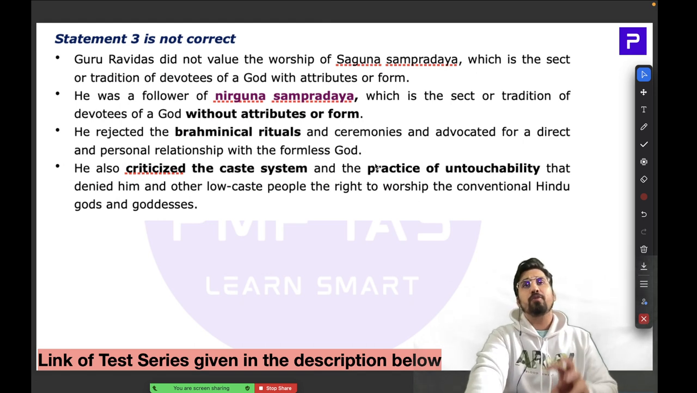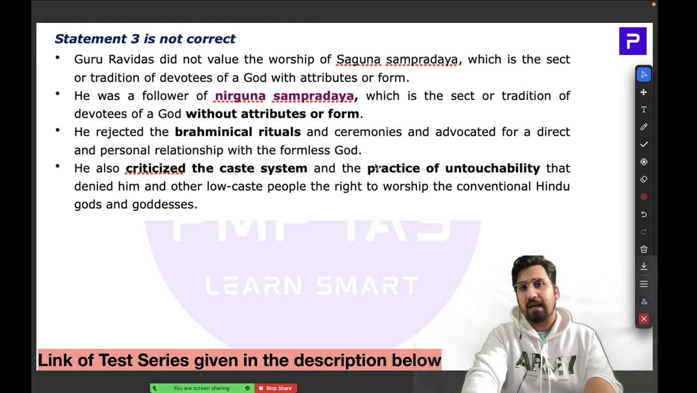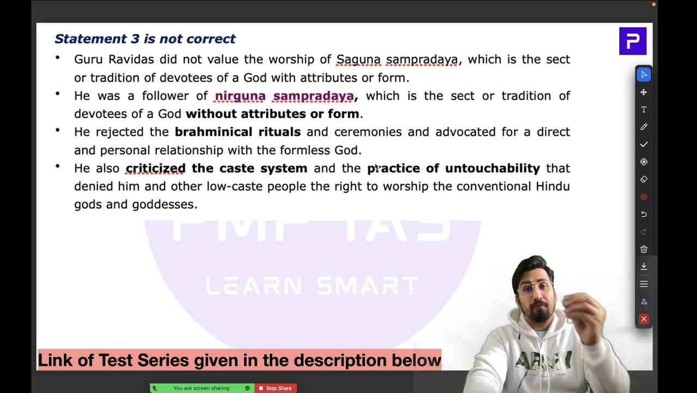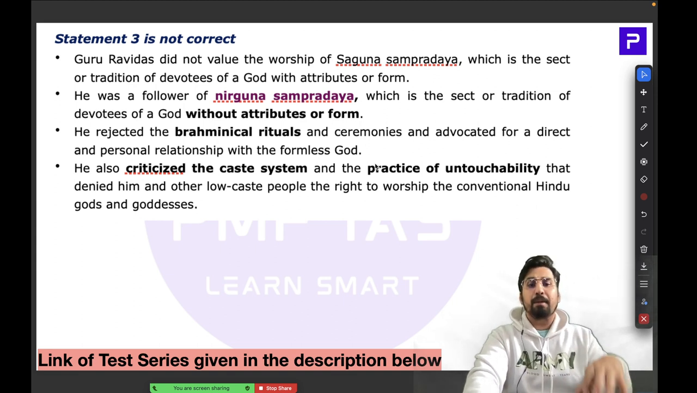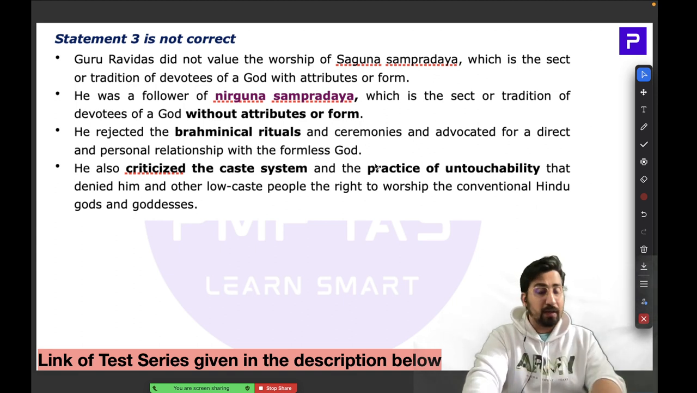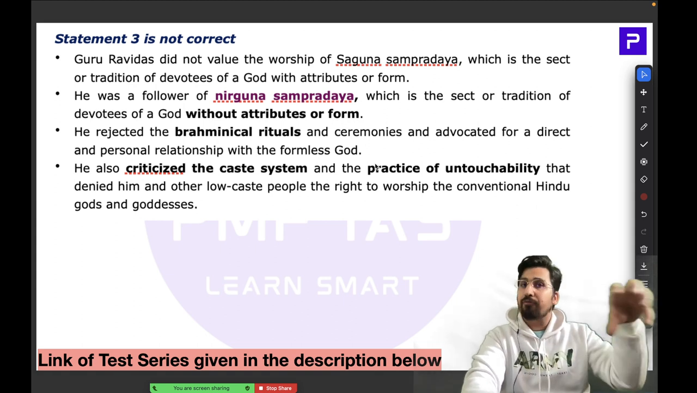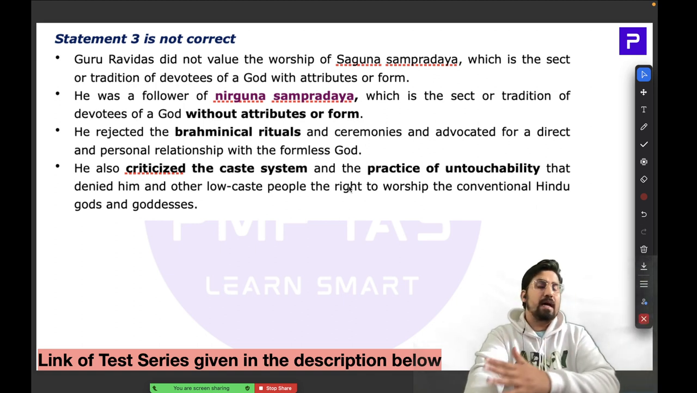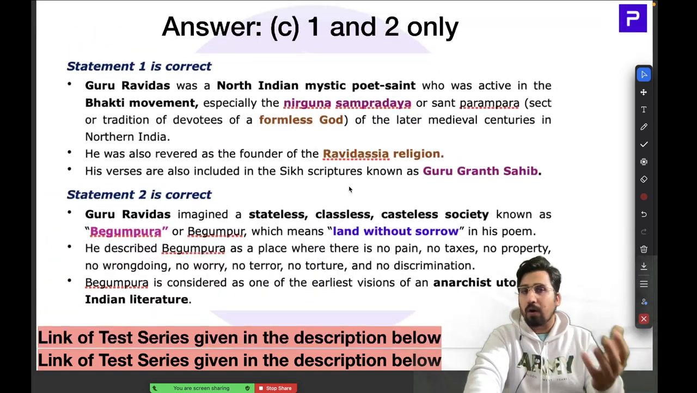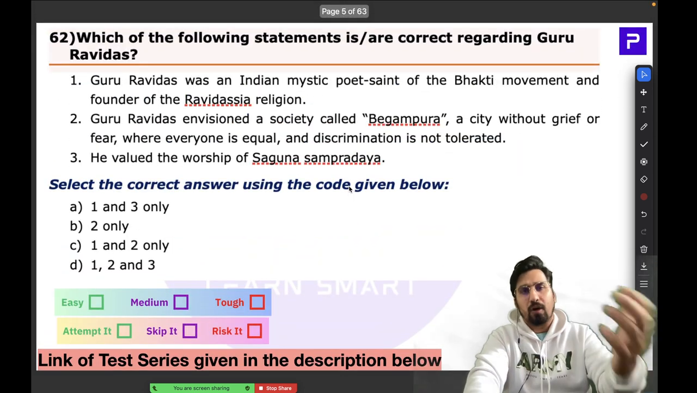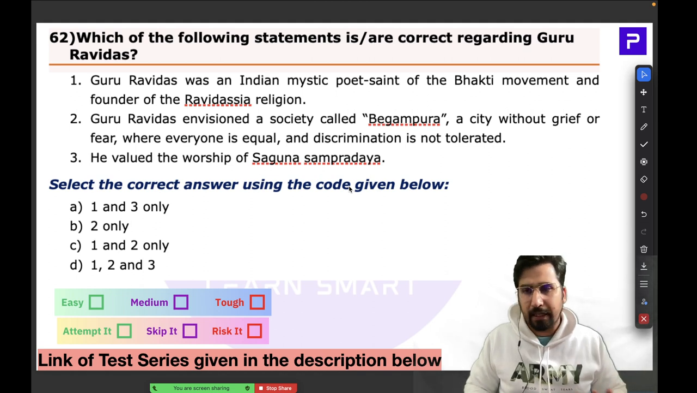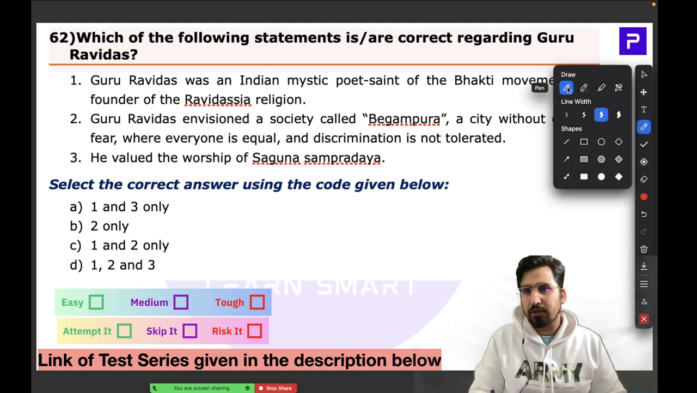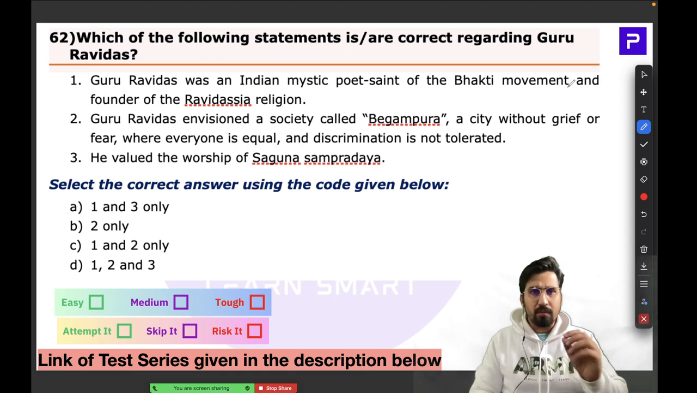Plus, Ravidas is to be remembered because he criticized the caste system. He was against the caste system. He openly criticized the practices of untouchability. That is why even today, people from the scheduled caste and scheduled tribe groups are even bigger followers of Guru Ravidas. Even today, we celebrate Ravidas Jayanti, and people of these particular castes still worship him like a god. That is important because he actually talked about how casteism should not be there in the Hindu religion, and he was a champion of this particular cause.